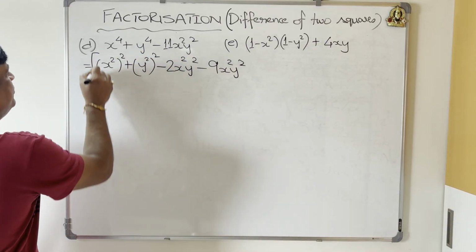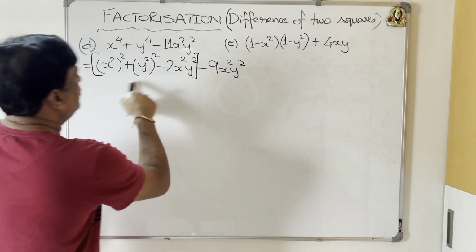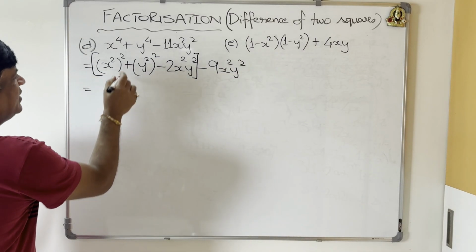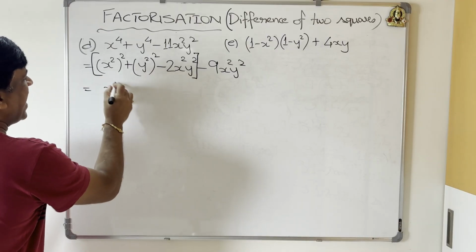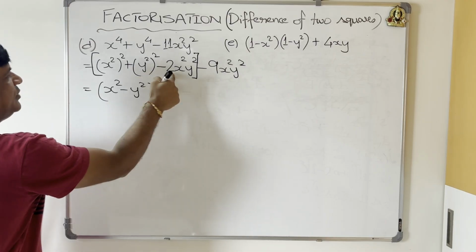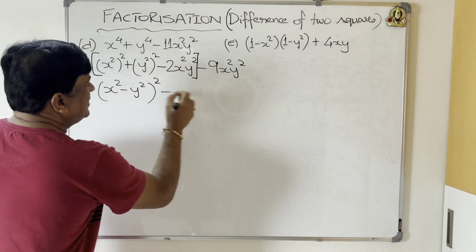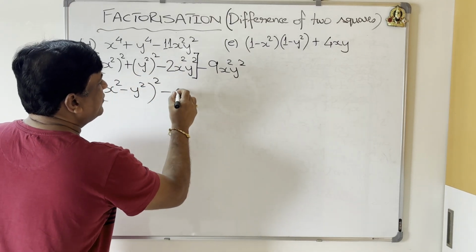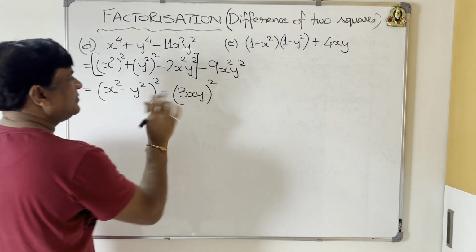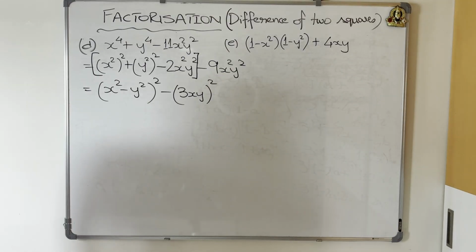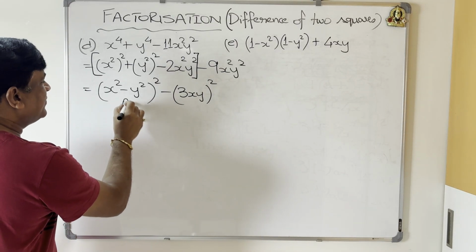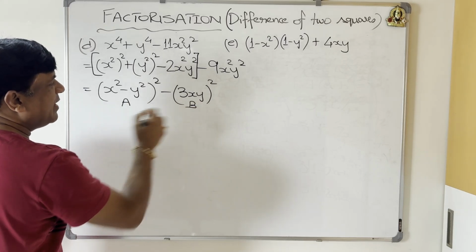Now look at it. Group this one. What do you see over here? This is nothing but x square minus y square whole square, look at this. And what is this one becoming? Can I write this one like this? 3xy whole square. Look, it became simple. So now this became my a, and this became b.